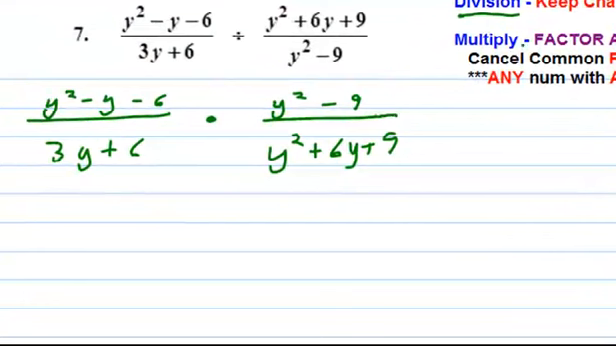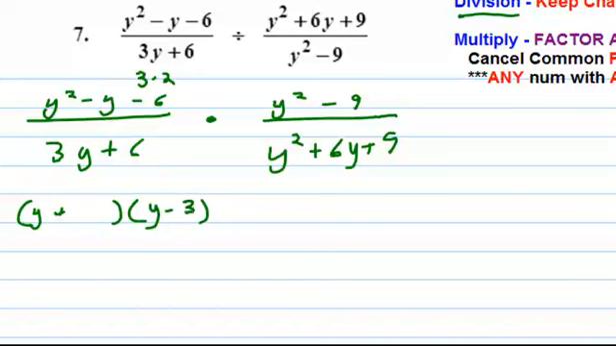Now it's a multiplication problem, so factor all numerators and all denominators. We have a trinomial, leading coefficient is 1. Last term is negative, we get opposite signs. Factors of 6 whose difference is 1. Well, 3 times 2 is 6, and the difference is 1. Larger factor gets that middle sign.